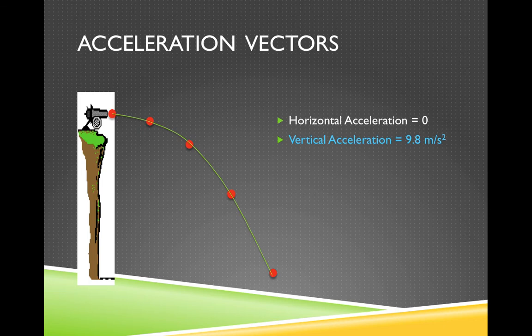However, if we look at the vertical acceleration, it is provided by gravity, which causes objects to accelerate at the rate of 9.8 meters per second squared throughout the entire trip. So the acceleration remains the same throughout the entire path and is a value of 9.8 meters per second squared.